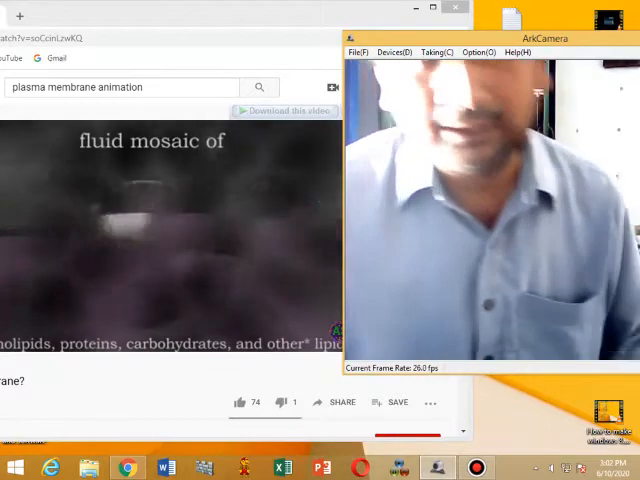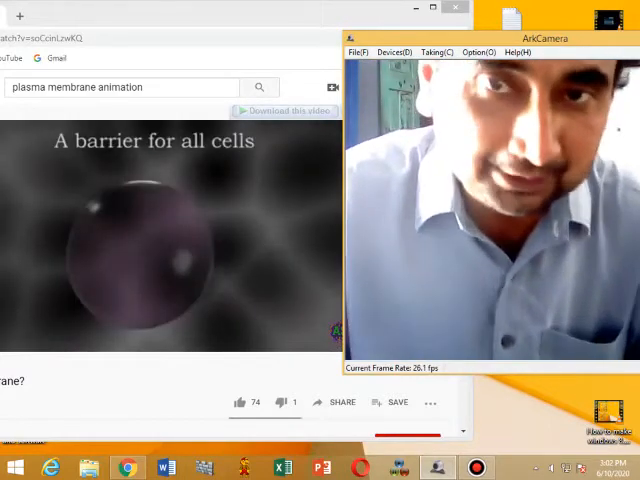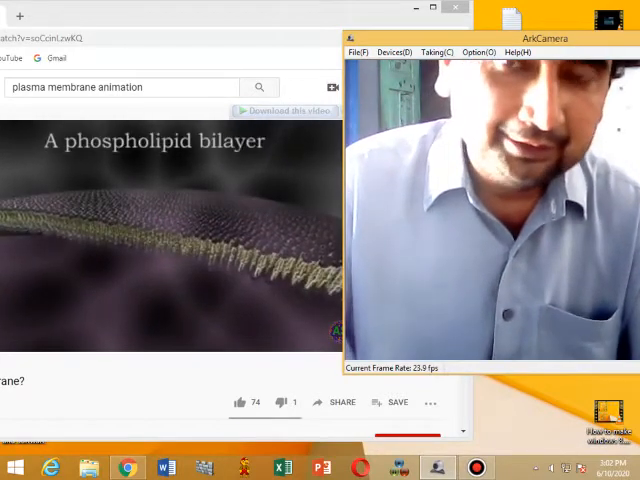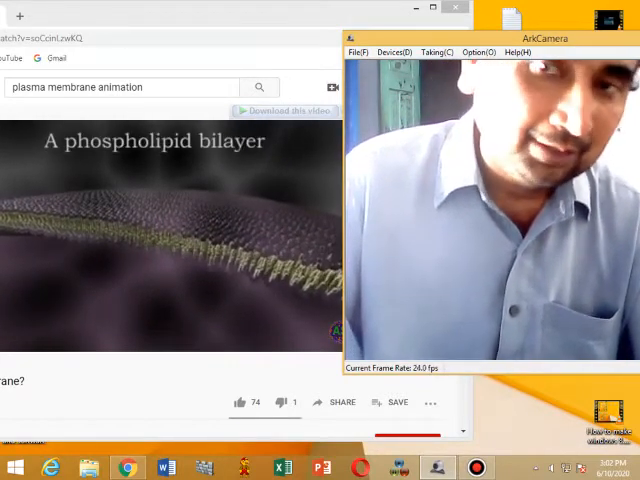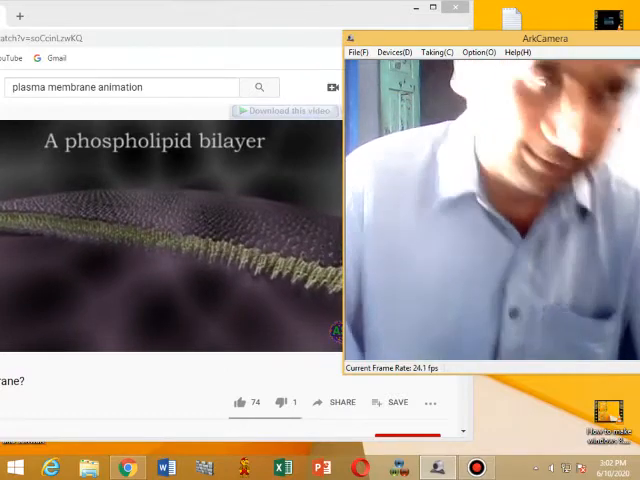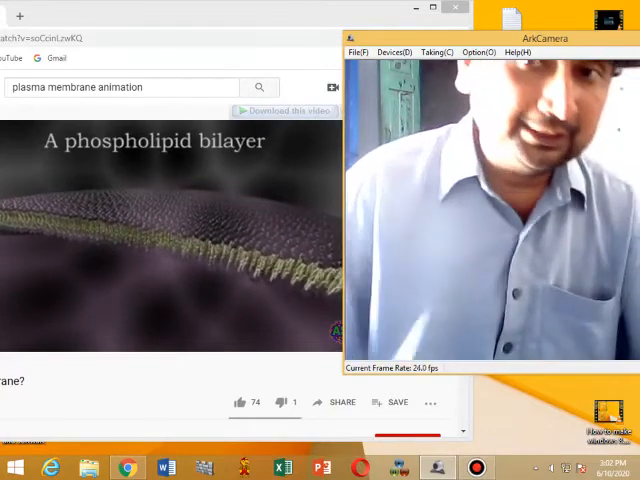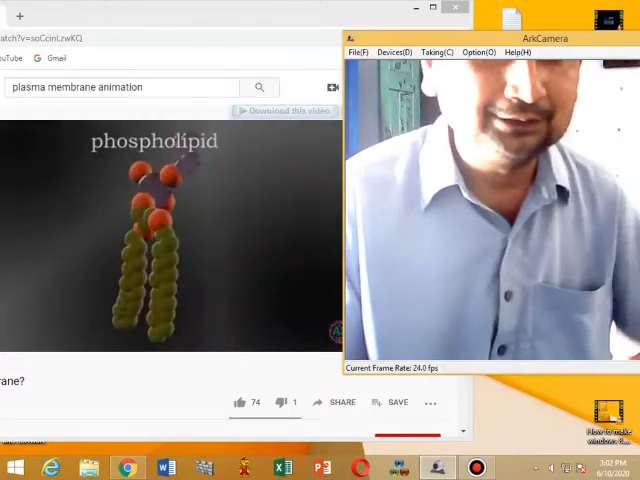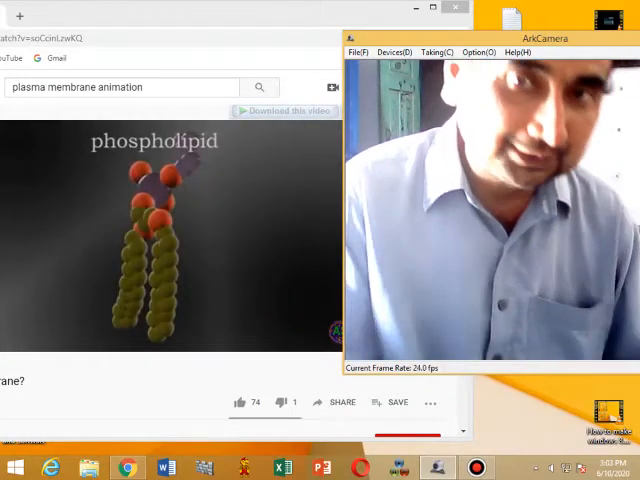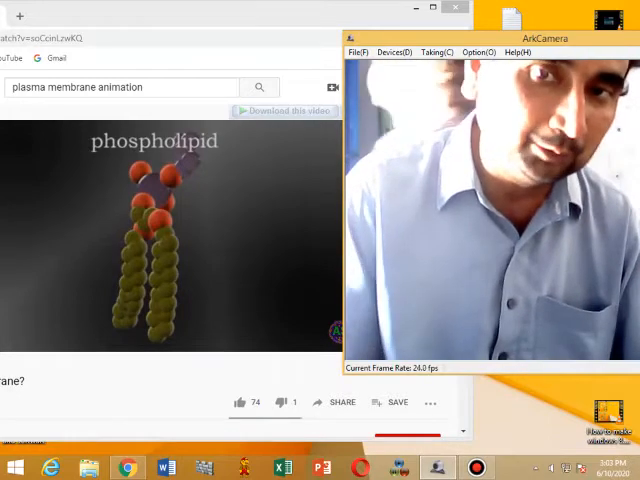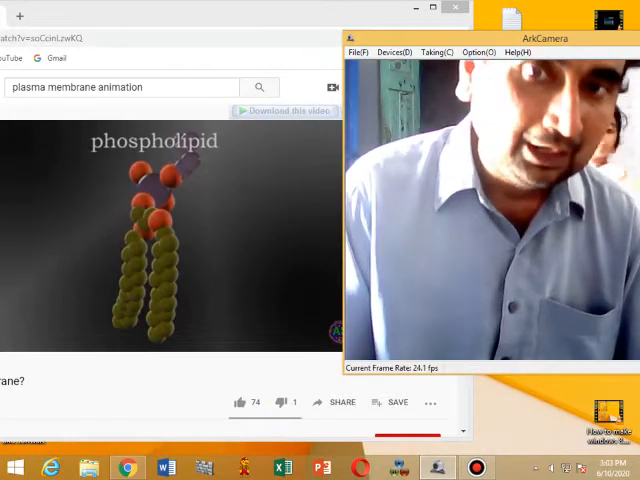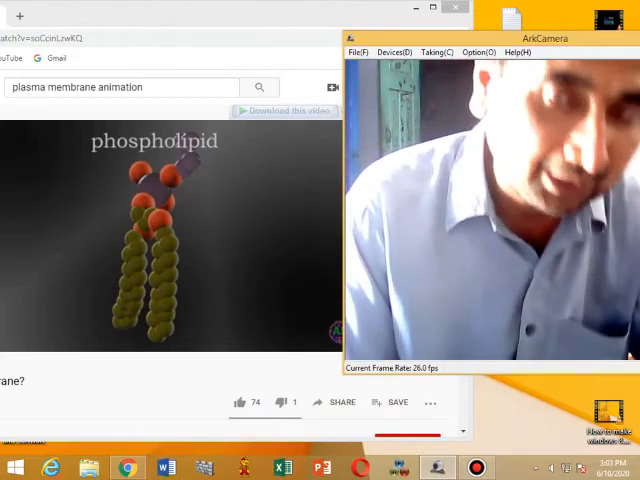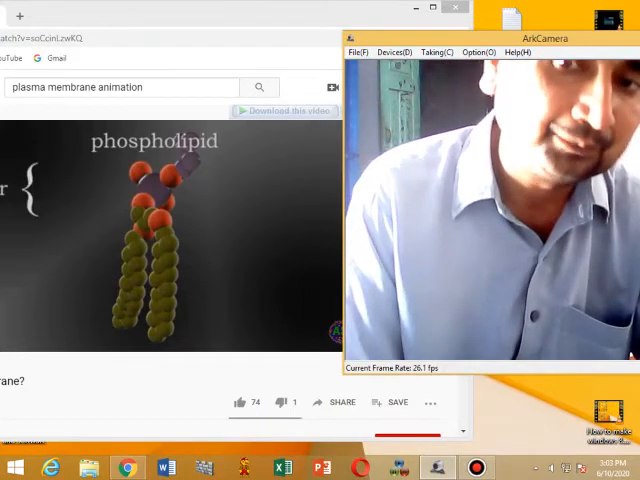Now we study cell biology. The topic is the plasma membrane. It is the outermost boundary of the animal cell. It is the second outermost boundary of the plant cell due to the presence of the cell wall. The cell wall is the outermost boundary of the plant cell, and the plasma membrane is the second boundary.